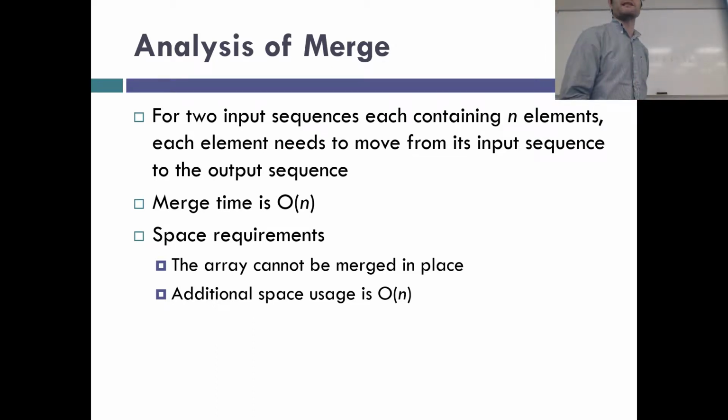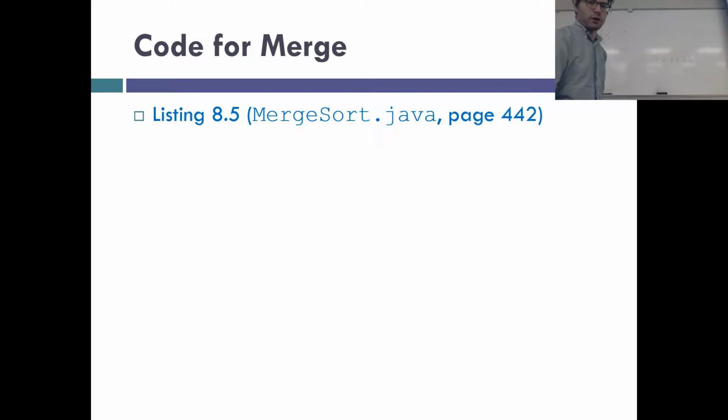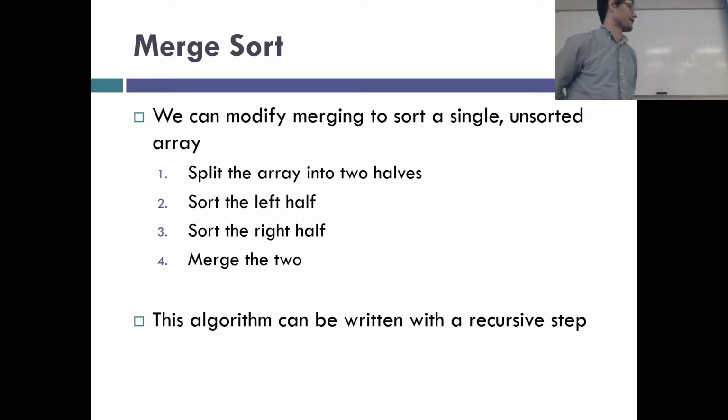But regardless of whether you're using linked lists or array lists, the time for this is going to be the same. The linked lists just happen to be more space efficient here for merge sort. So the idea behind merge sort is, well, if merging two sorted arrays takes O of n time, then I'm going to sort the left half of my array, sort the right half of my array, and then merge those two sorted arrays together into a single array.